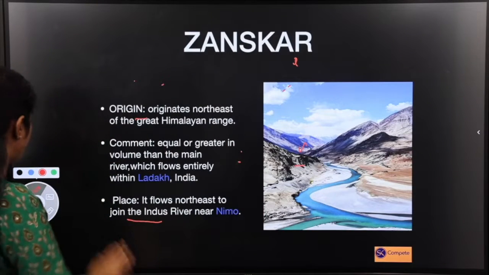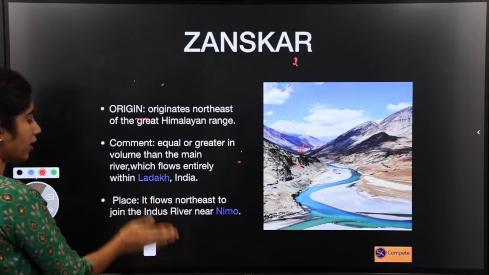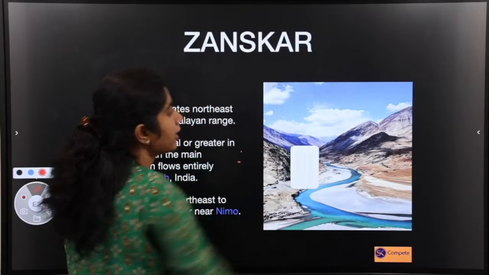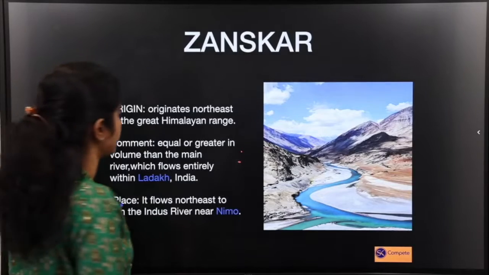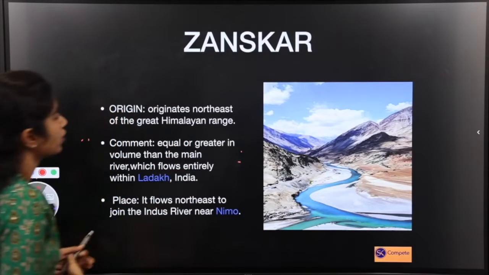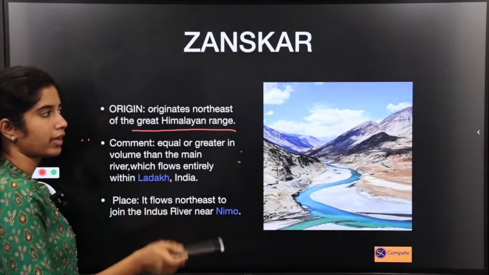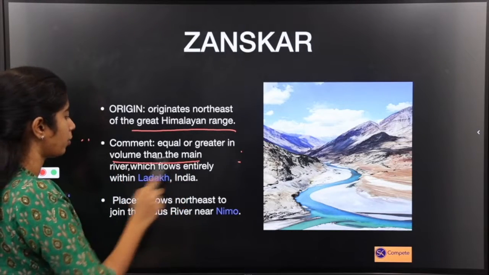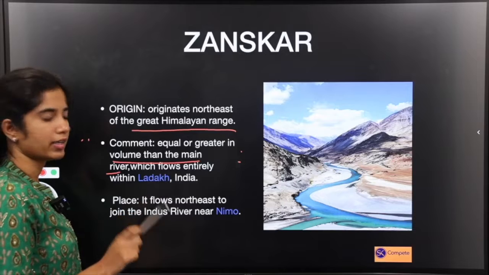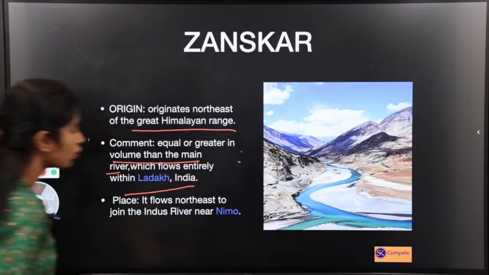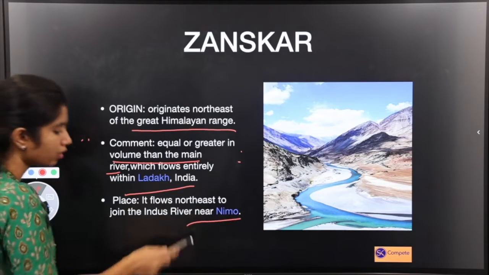So now coming to the next tributary. So Panjnad tributaries or rivers are over. That will be joining river Indus at Mithankot in Pakistan. So Zanskar range, it's originating northeast of Great Himalayan range. It has equal or greater volume than the main river. It is flowing entirely in Ladakh region. So it flows northeast to join the river Indus near Nimmu.